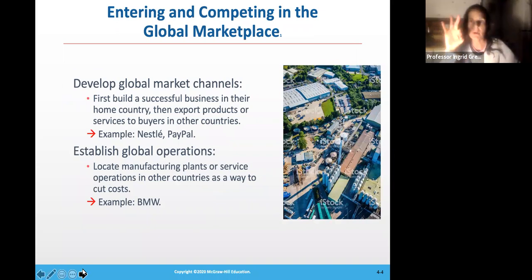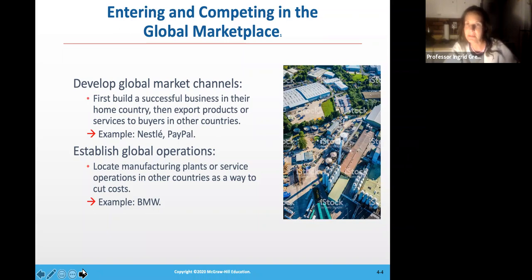There are three different parts to this piece. The first one is developing global market channels. First, we build a successful business in the home country, and then we export the products or services to buyers in other countries. We could go on and on with this list that you're familiar with, right?